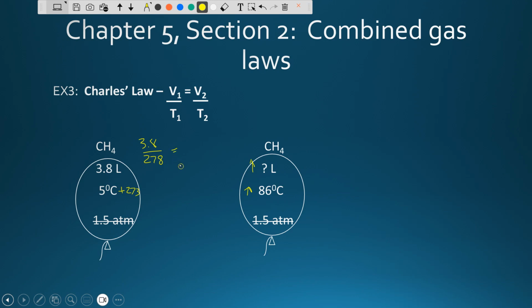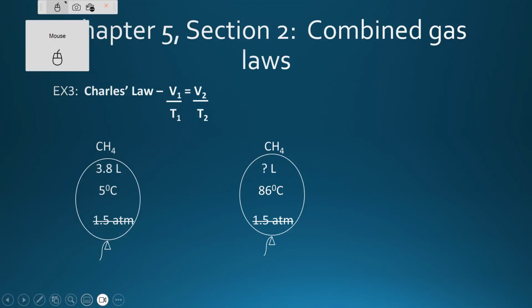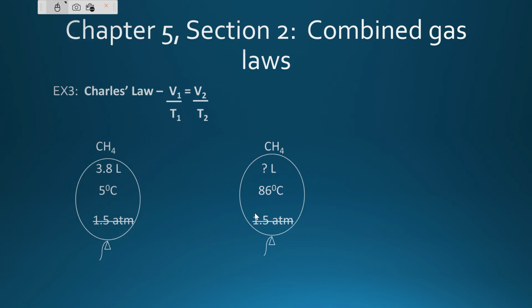Now that's going to equal my V2, so that's what we're solving for. And for my new temperature, I add 273 to this, and so that gives me 359 Kelvin. Okay, so my V2 ends up being 4.9 liters. Did that follow what I was thinking? Yes. Okay, so I know that I did the problem right just because of those. Again, watch out for your temperatures.